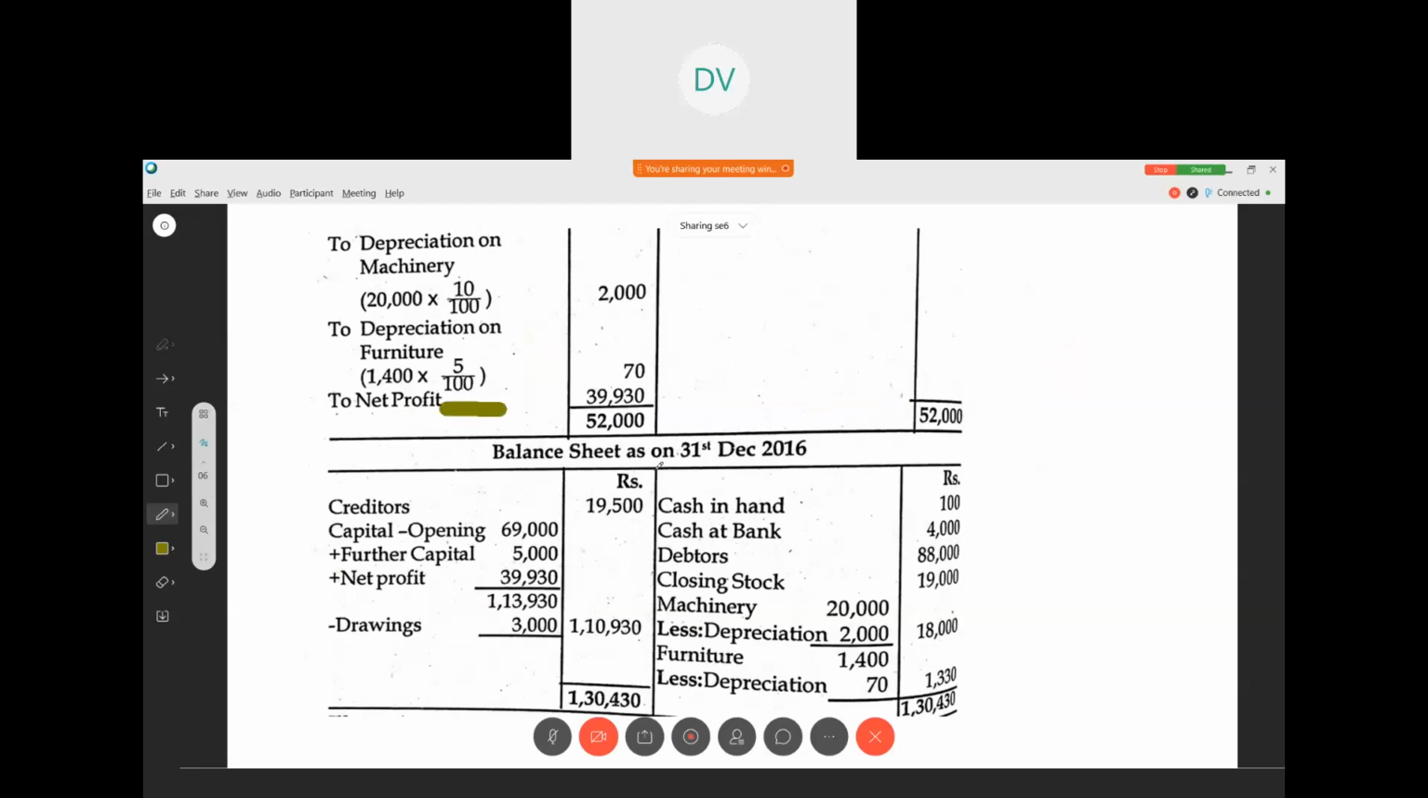Now let us prepare the balance sheet, closing balance sheet. So assets, cash in hand, cash at bank. These are the balances which are there at the year end, cash book closing. So this you'll get in the cash book closing balance. Then debtors closing balance, stock closing balance, machinery less depreciation, furniture less depreciation.